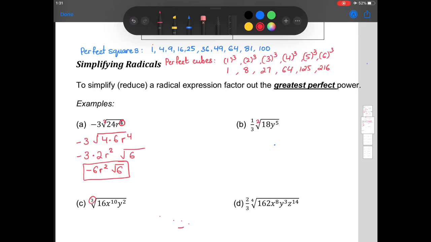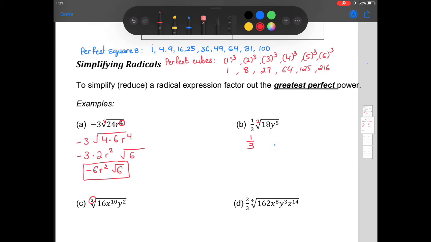Okay, so I would say pause the video and try B because it's very similar to A. Okay guys, so my 1/3, I'm going to rewrite it as it is.